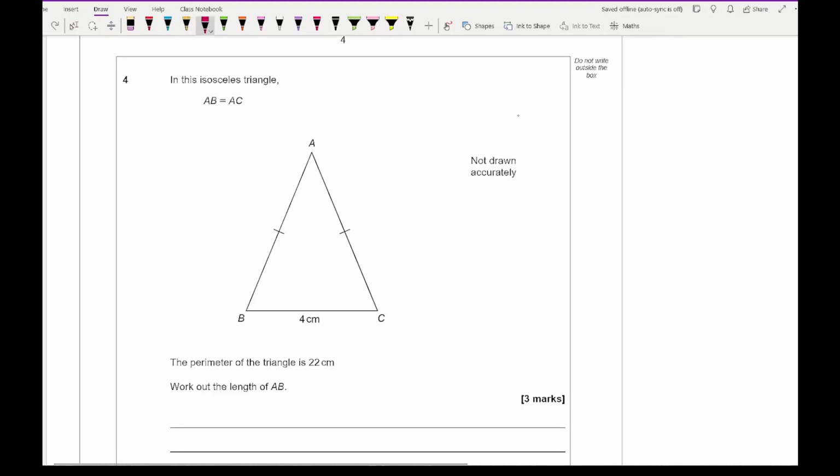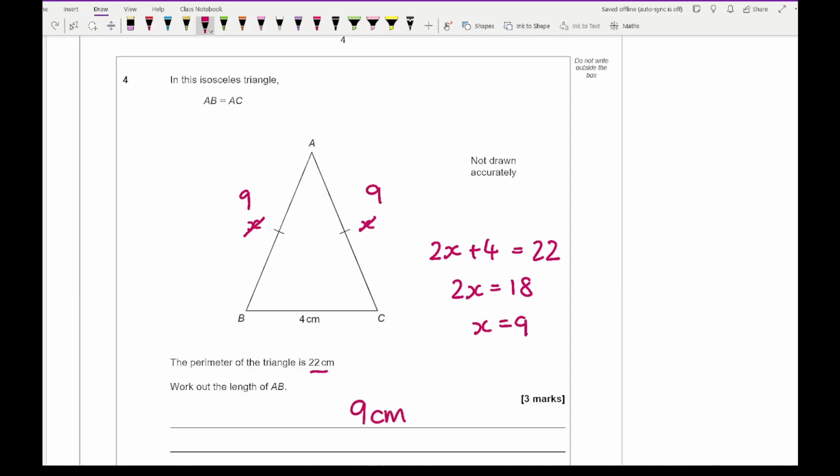Moving on to question 4, it says in this isosceles triangle AB equals AC, the perimeter of the triangle is 22, work out the length of AB. So if I just start by calling these two sides x, then what I know is that 2x plus 4 equals the total perimeter, which is 22. So that means that 2x is going to equal 18. So x equals 9. So then the distance of AB is going to be 9 centimeters.